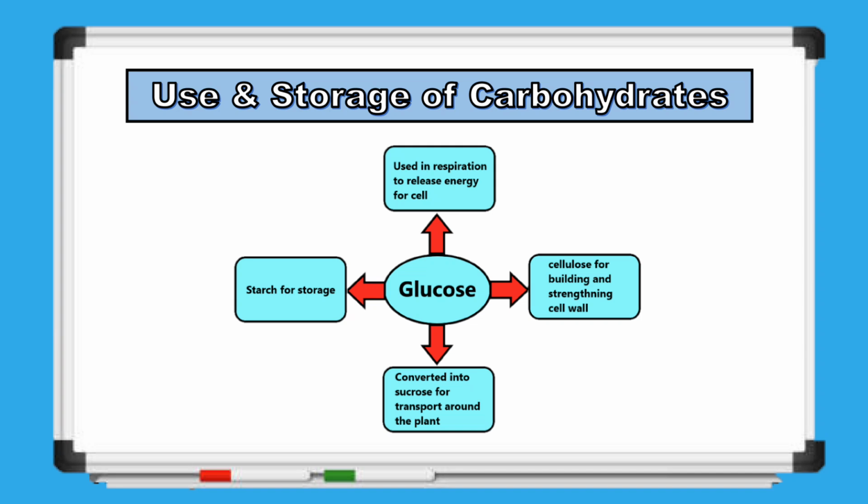Second, glucose is used to make cellulose, which is shown in the diagram under its structural role. Cellulose is the strong, fibrous material that builds and reinforces the plant's cell walls, helping it maintain shape and stand upright. So here, glucose acts as a building material.